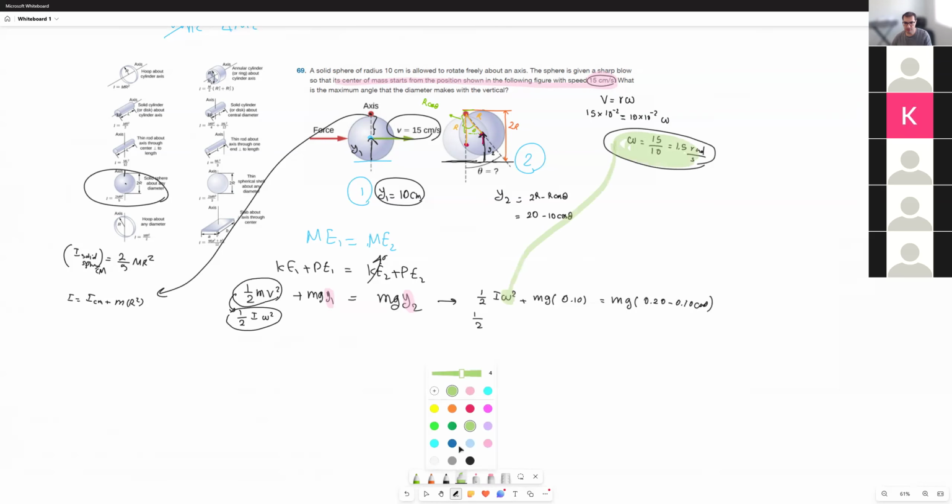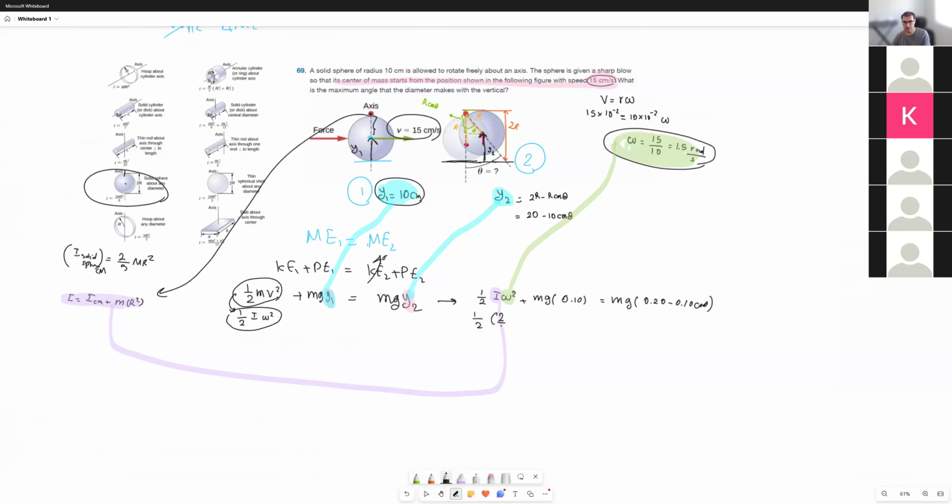Y1, let's use this color, Y1 was for this guy. Y2 for this guy. And let's use purple. This I, we used it to find out this I. Sorry, it got a bit messy, guys. But hopefully we'll get it.